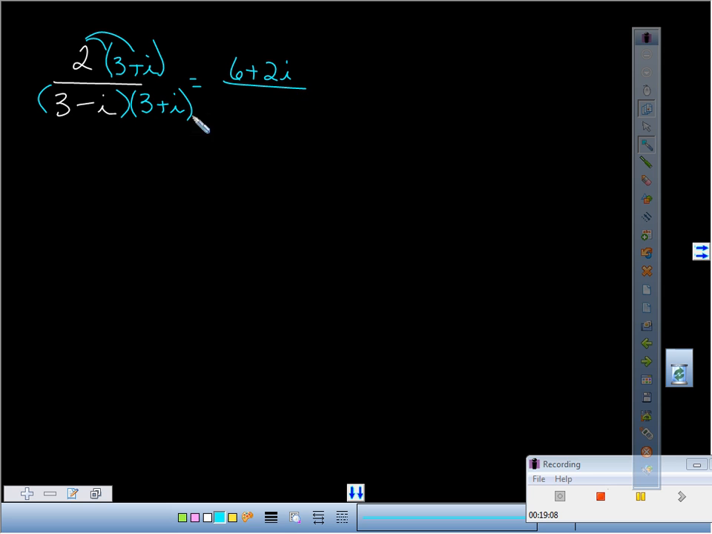And on the bottom, we learned how to do this in less than 10 seconds. So 9 plus 1. Very good. It's minus an i squared, which becomes a plus 1. 9 plus 1 is 10. Good answer? Why? Very good.